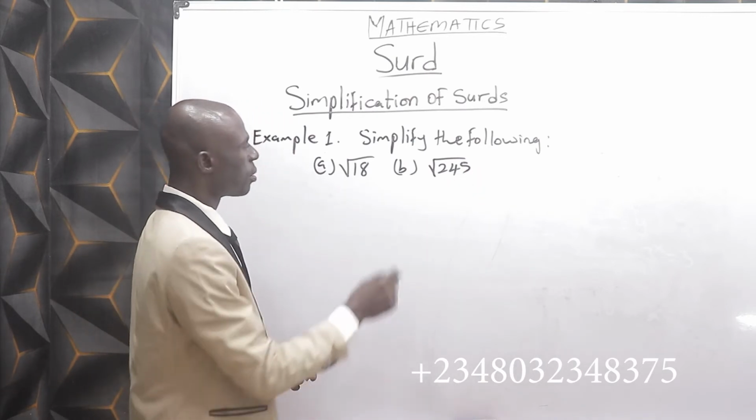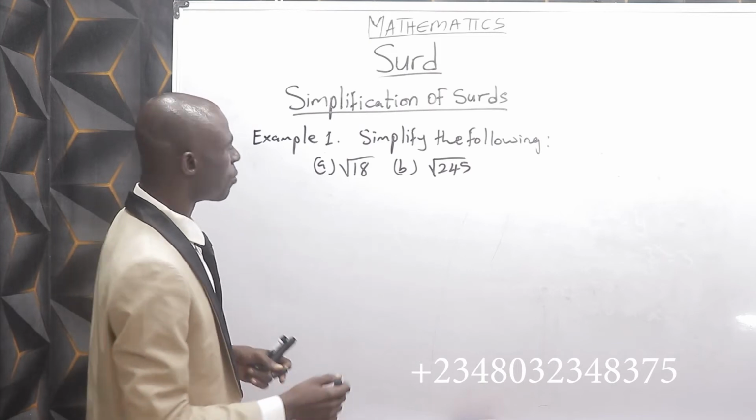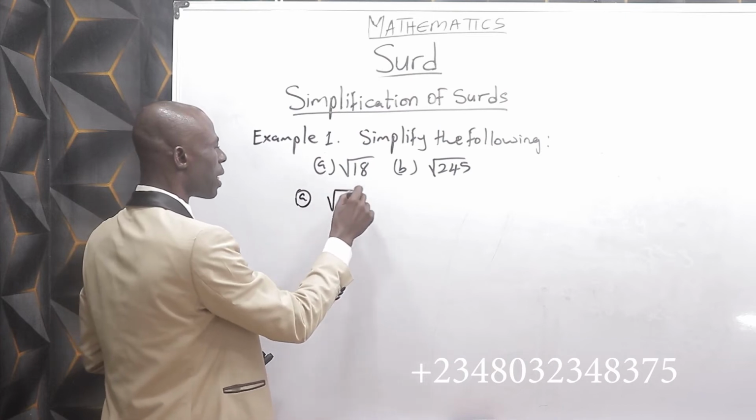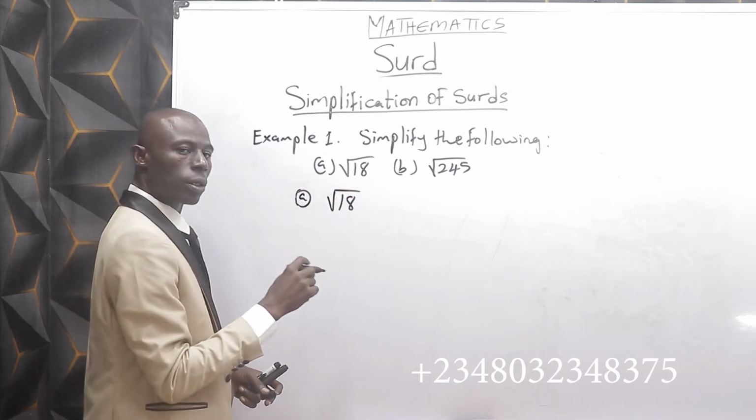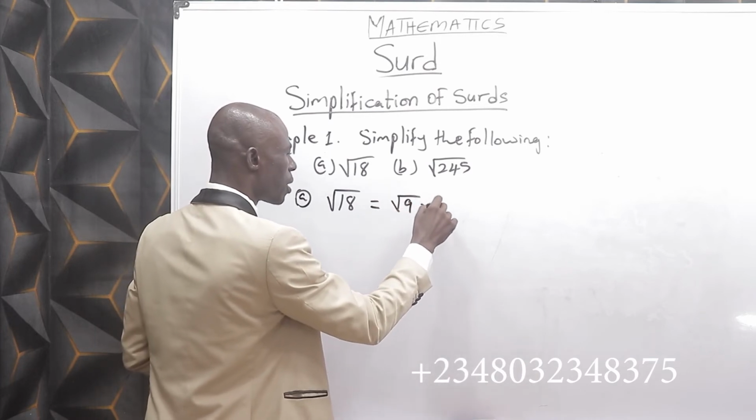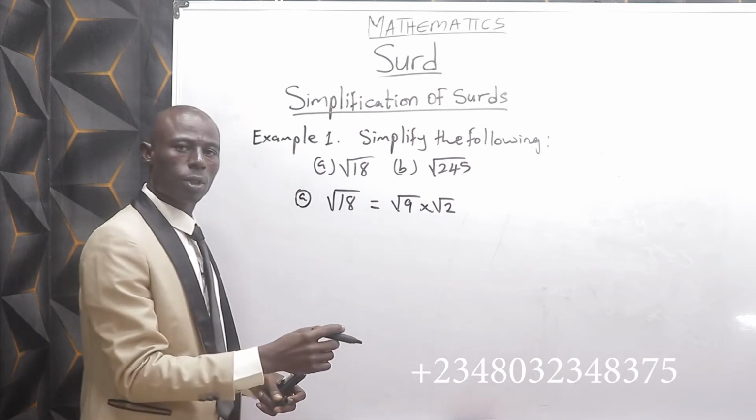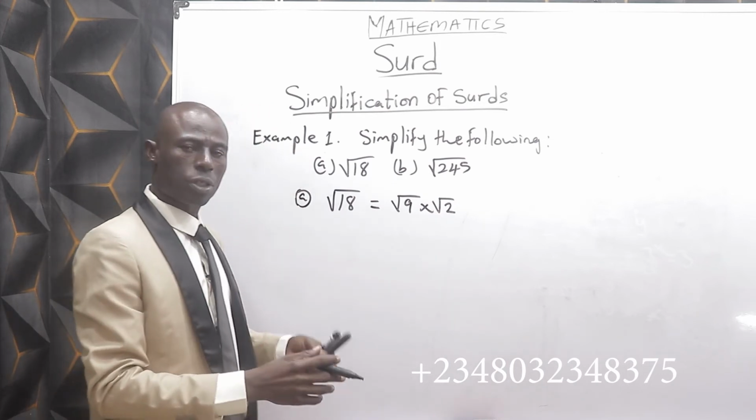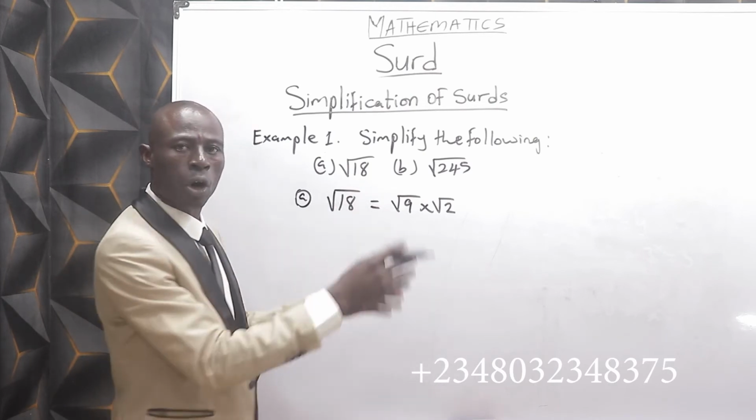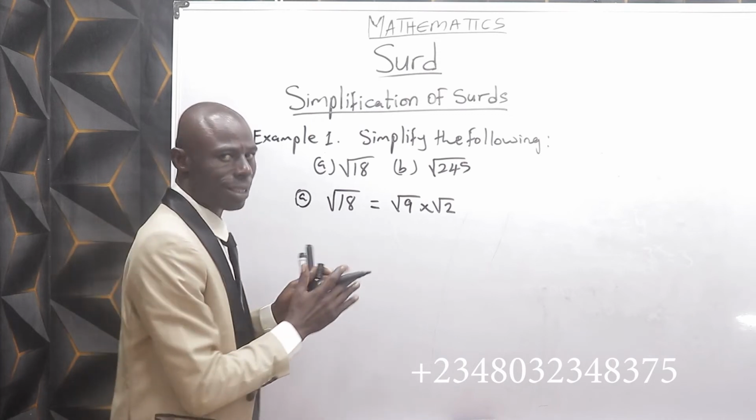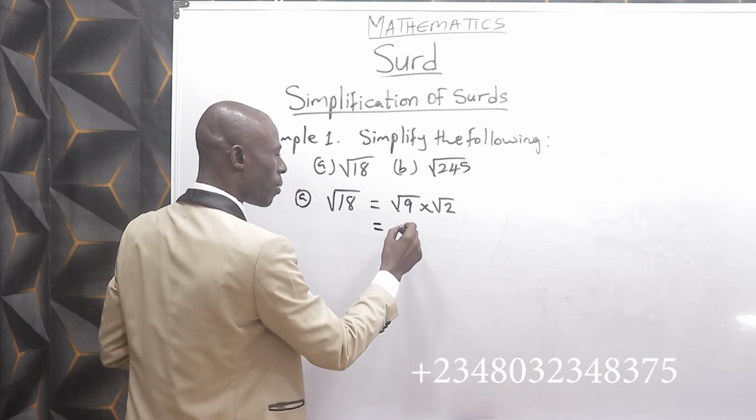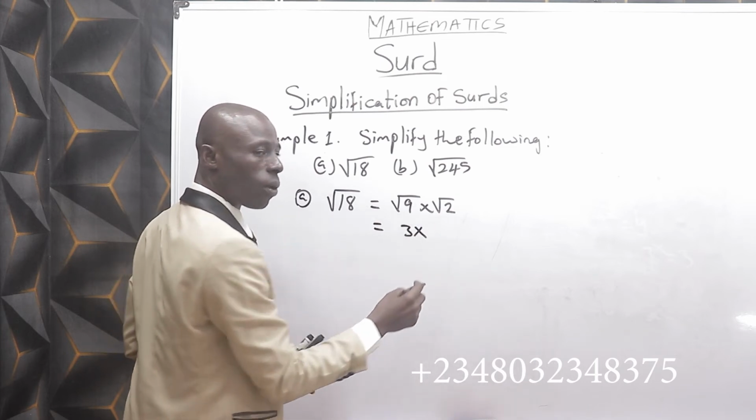Square root of 18. Square root of 245. Question A. Square root of 18 will be expressed as square root of 9 times square root of 2. Don't forget, a simplifiable surd is the one that could be broken into perfect and non-perfect numbers under square root. So, what is square root of 9? 3 times.